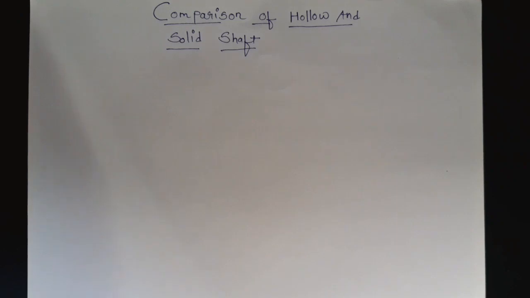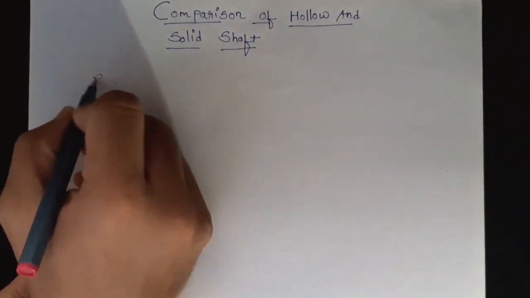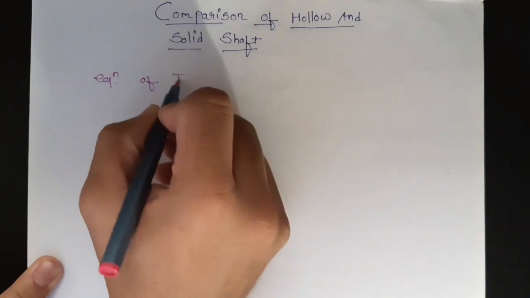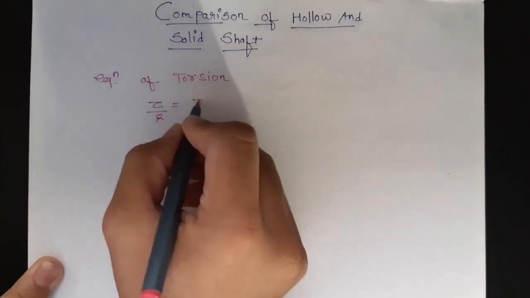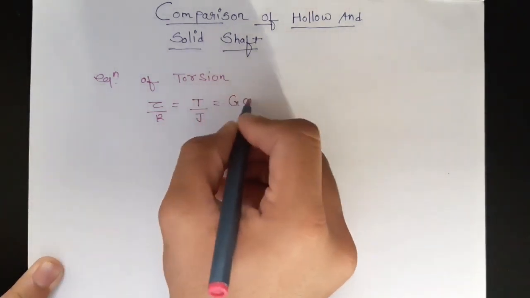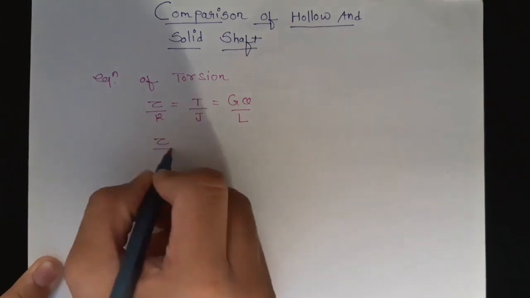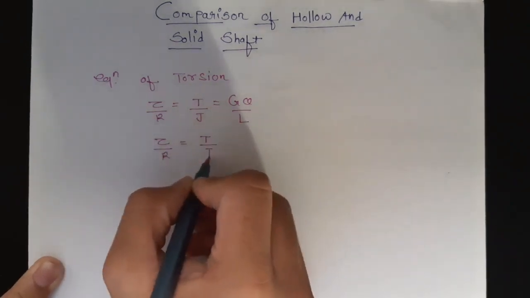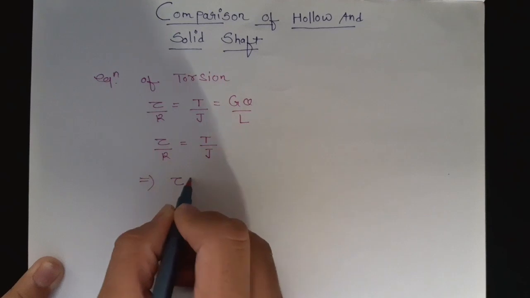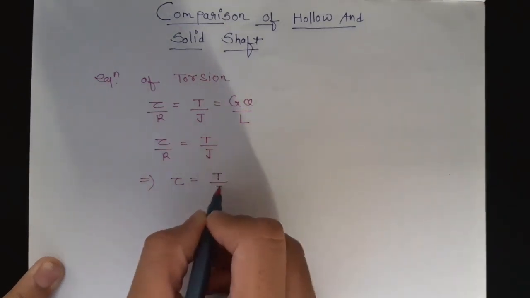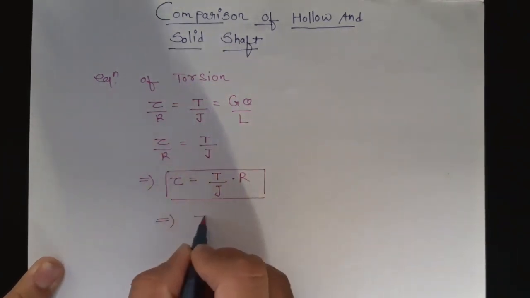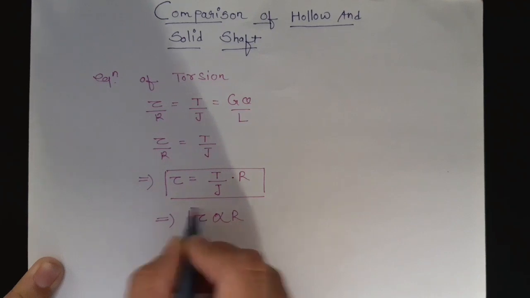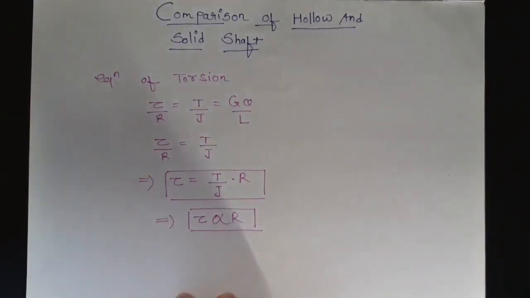Now, as we know, the equation of torsion is tau by r equals T upon J equals G theta upon L. So tau by r equals T upon J. From this equation we can write tau, that is shear stress, equals T upon J into r. So we can conclude that tau is directly proportional to the radius of the shaft. That means if the radius of the shaft increases, tau also increases.